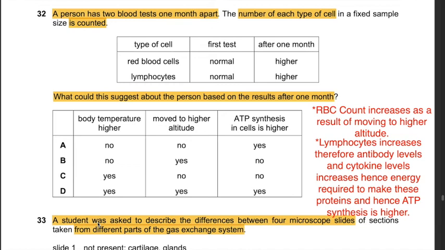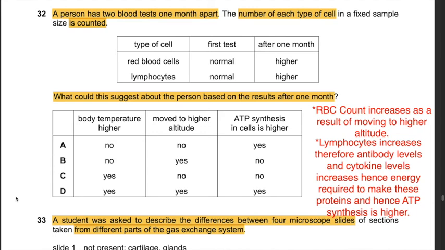Red blood cells being higher implies that the person has moved to higher altitude, as the RBC count increases when a person moves to a higher altitude due to reduced partial pressures of oxygen. In order to compensate for the reduced oxygen partial pressure, RBC count will increase. Therefore, we can say that the person has moved to higher altitude. That leaves us with options B and D.